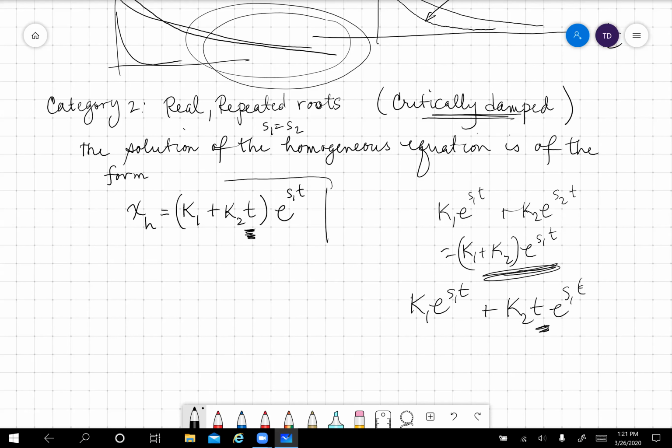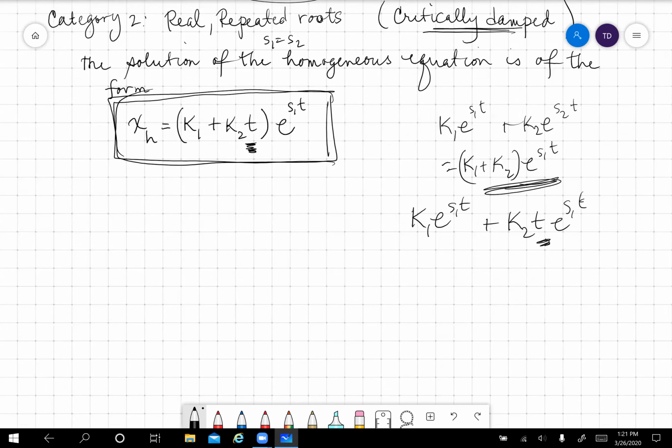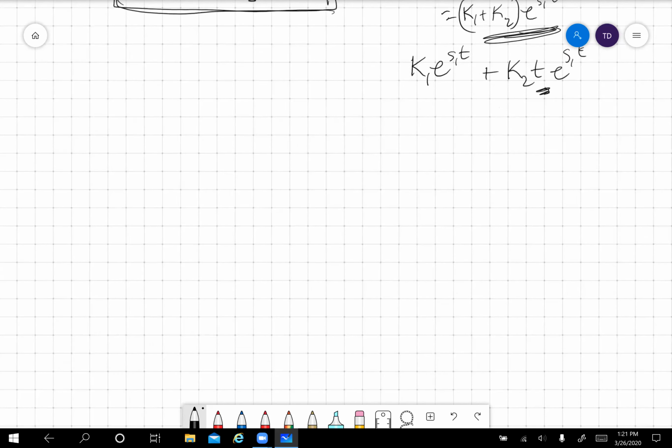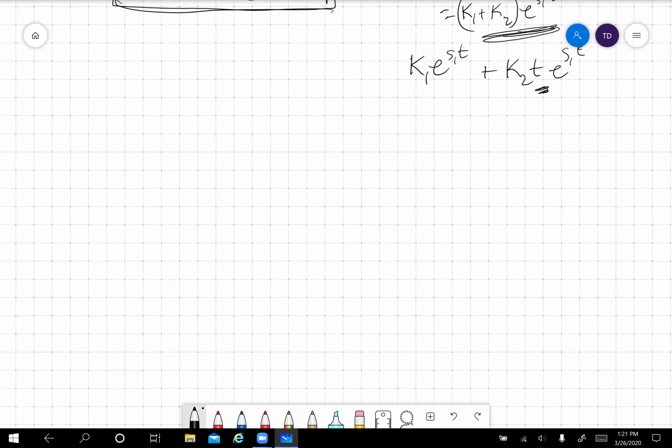So this is the form of the solution. Don't worry about why it's the form. It's the form. All you need to know is it's the form. Let's use that. Now that we know it's the form, let's do an example and see how we use that. Ready? Here we go.